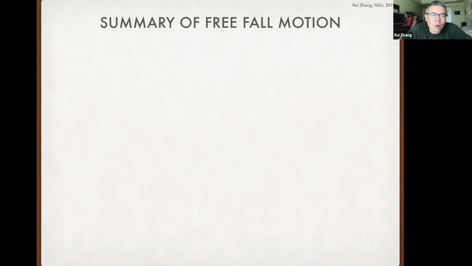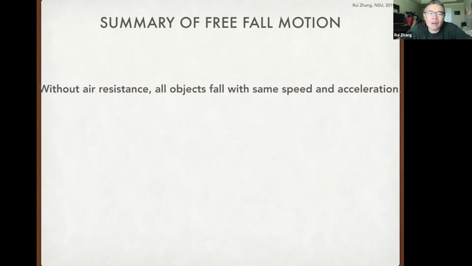So what we can conclude, the summary of this free fall motion, we got a couple of things. Without air resistance, all objects fall with the same speed and acceleration, so they reach the ground at the same time. Now, why is that?